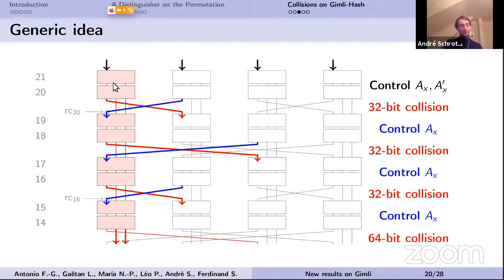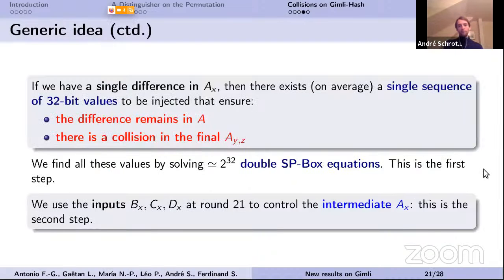And if you count the number of constraints and the number of degrees of freedom that we have, we can expect that there is, on average, a single solution for these two inputs here and the blue inputs that will meet all the conditions. And we can find this in a time about 2 to the 32. So having a single difference in the column A, we can ensure that the difference remains in A and that there is a collision in output.